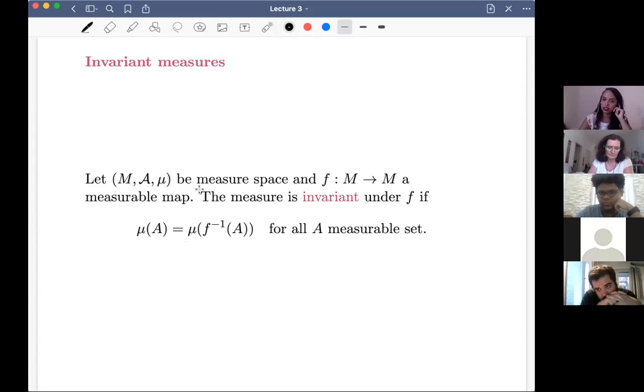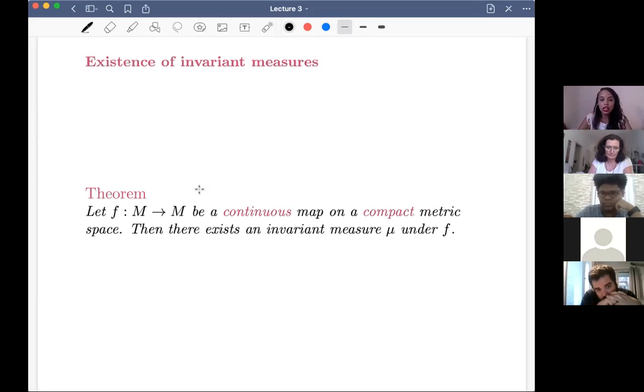We already discussed this last week. So the nice thing is that we can guarantee that in a very general context, there is always at least one invariant measure. You just need to ask for your map to be continuous and defined on a compact metric space. So continuity plus compactness implies the existence of an invariant measure. So you can start to work with invariant measures because most of your dynamical systems will admit one.